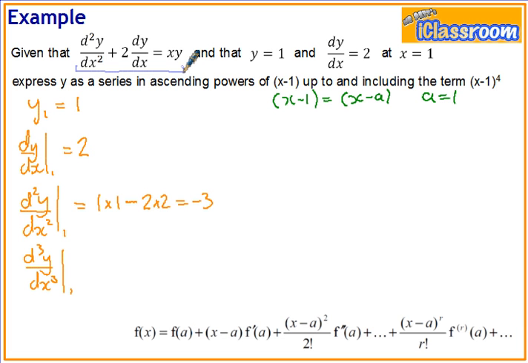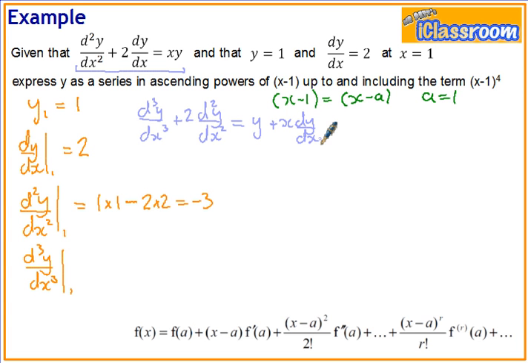Okay, if I straight out differentiate that, I'm going to end up with d3y by dx cubed plus 2 lots of d2y by dx squared. That's my left hand side. For my right hand side I need my product rule because I'm multiplying two functions together, and I'm going to differentiate that implicitly. Differentiate the x and leave the y. Leave the x and differentiate the y. And I end up with this.